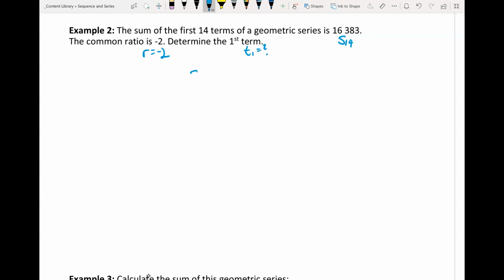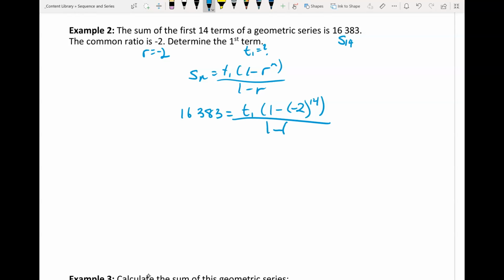So I'm going to write down our formula, and then we're going to fill in what we know and solve for T1. Okay, so Sn in this case is S14. We replace Sn with 16,383. T1's what we're looking for, so I'm going to leave that alone. R is -2. N is 14, because we're looking at the first 14 terms, all over 1 minus -2.